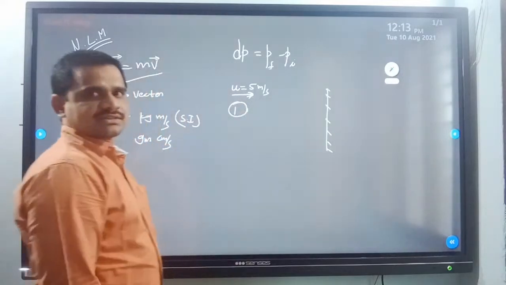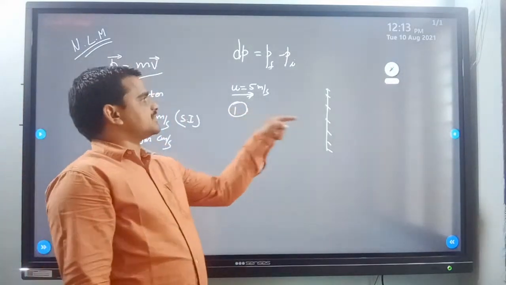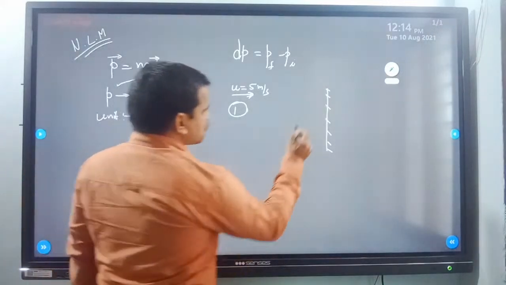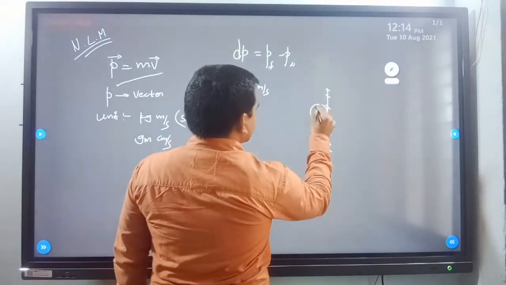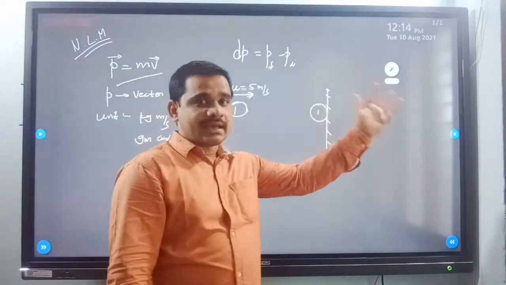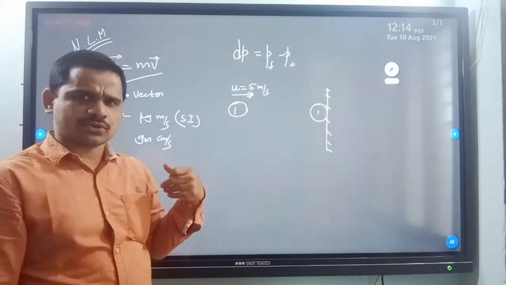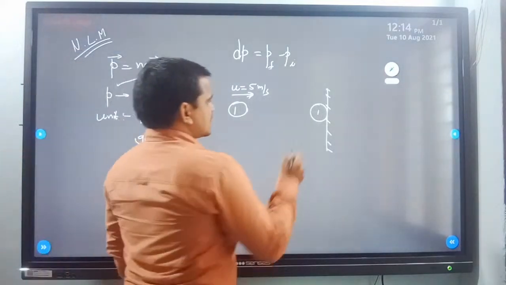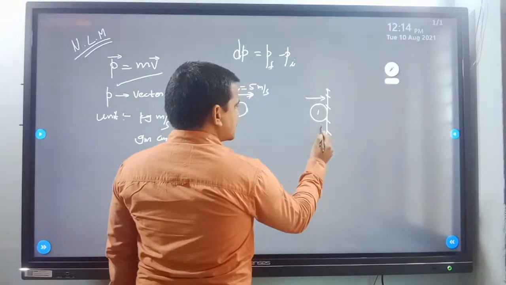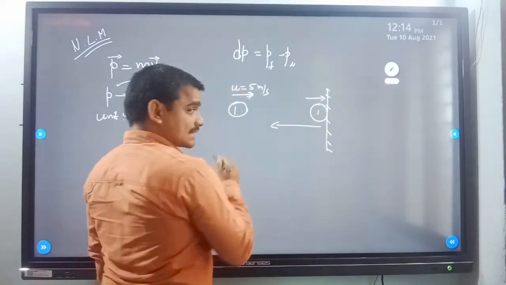Okay, going with a 1 kg ball, moving with a velocity v of 5 meter per second, and it collides with the wall. Collide means hit it. When you throw a ball onto the wall, what happens? It rebounds back. Let's say it's a rubber ball. Let's consider this 1 kg ball hitting this wall here, and after hitting, the ball starts coming back.